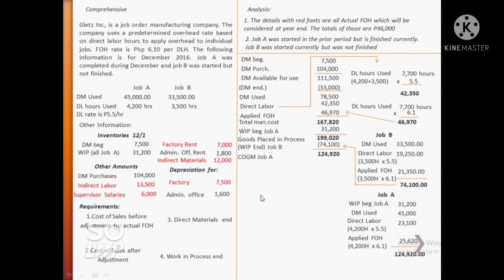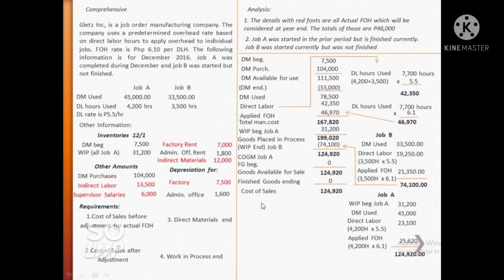Now, aside from that, you need to add the finished goods beginning, but since there is no mention of the finished goods beginning, we put there 0. So meaning we have the goods available for sale of 124,920 also. There is no mention again of the finished goods ending, so we put here 0. So we have our cost of sales before the adjustment for actual factory overhead of 124,920.